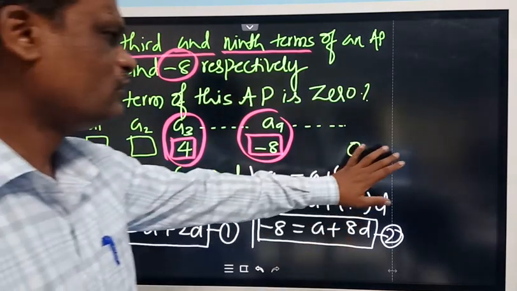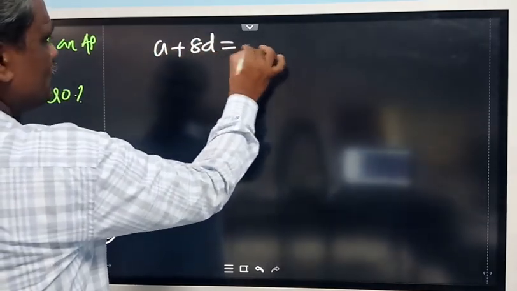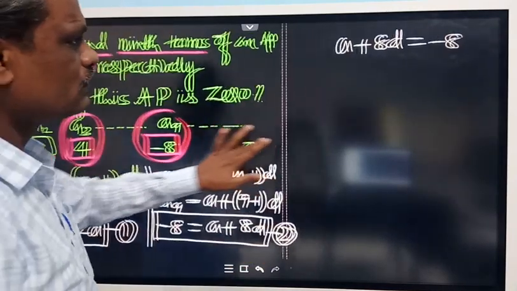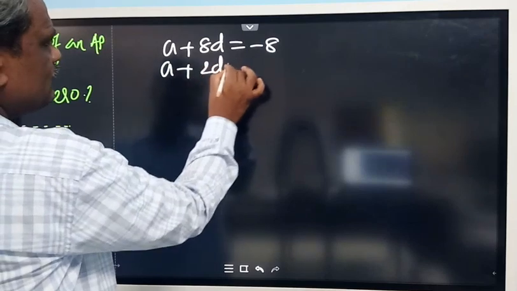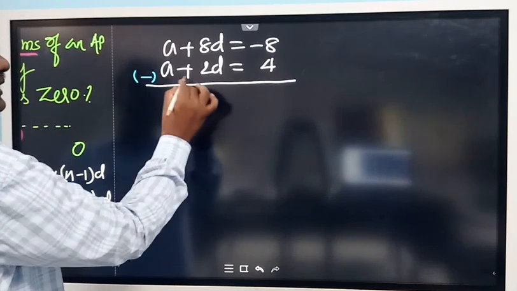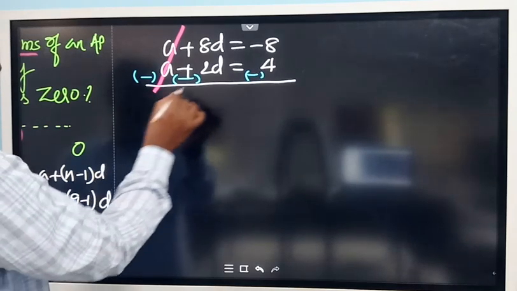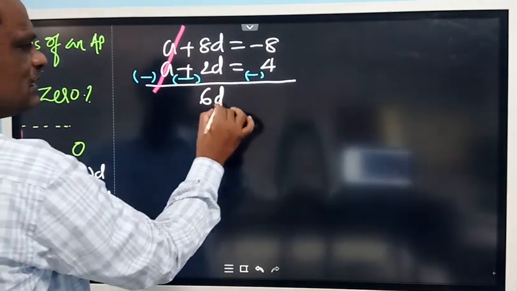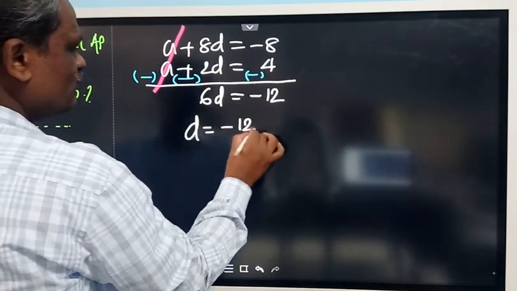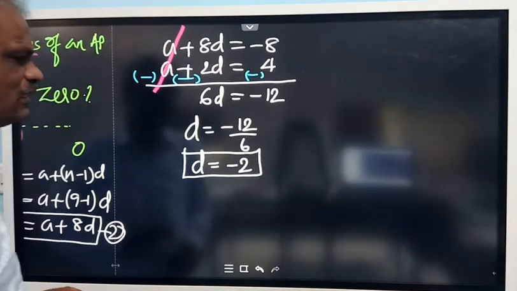So let us solve these two equations. A plus 8D is equal to minus 8, the second equation I have written. Then A plus 2D is equal to 4. So let us solve these two linear equations. You can change the signs for subtraction. Sign should be changed. A and A cancel. So what remains here? 8D minus 2D gives you 6D. Minus 8 minus 4 is minus 12. D is equal to minus 12 by 6. D is equal to minus 2. So this is the value of D.